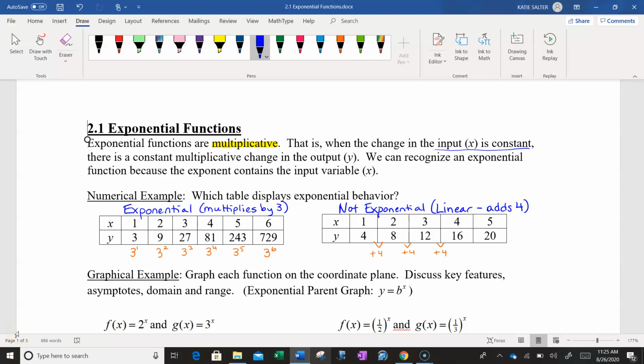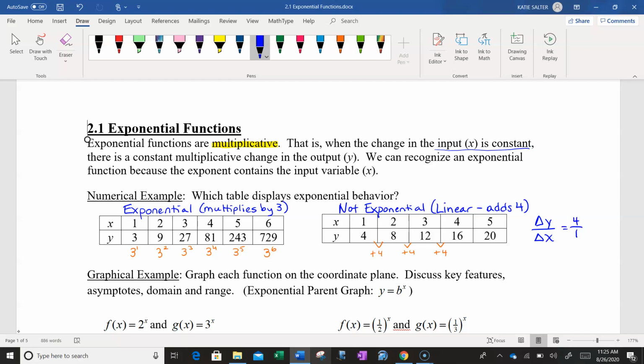All right, so make sure you note that on your paper. The first one's exponential because it has that multiplier of 3. The second one's not exponential. It's actually linear because it adds 4. If we wanted to find the slope of the second one, we would say the change in y is 4, where the change in x is 1. So it would have that slope of 4 over 1.